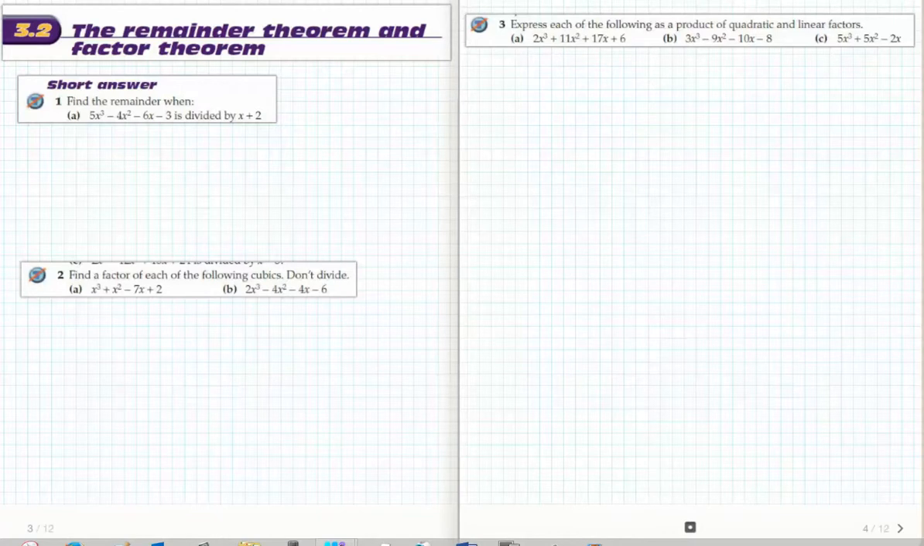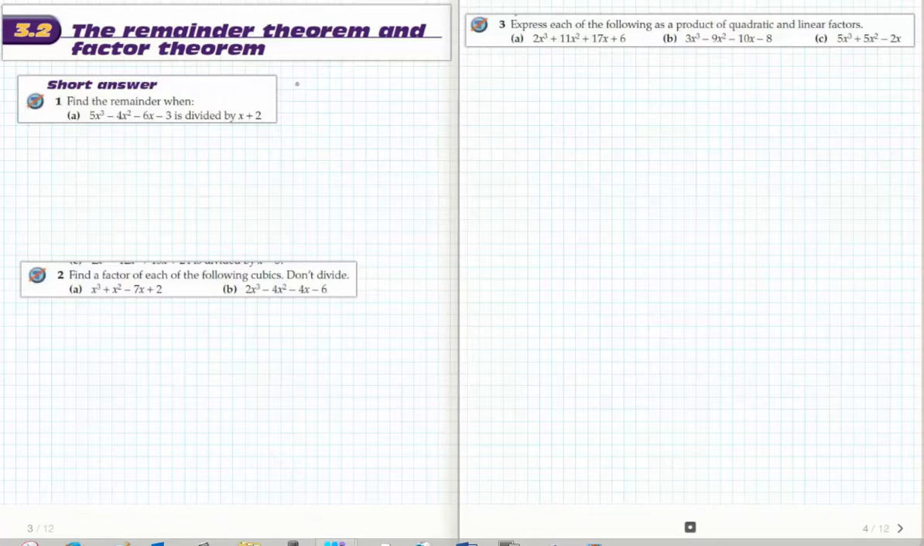This is for Year 11 methods. It's numbers 1a, 2a and 3a in 3.2, the remainder theorem and factor theorem. In question 1a, find the remainder when this is divided by x plus 2.